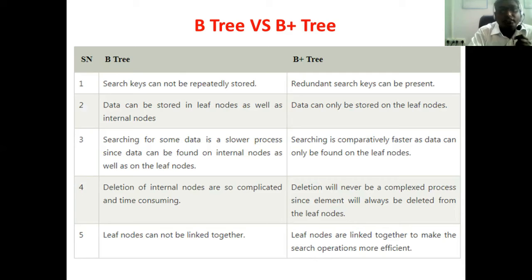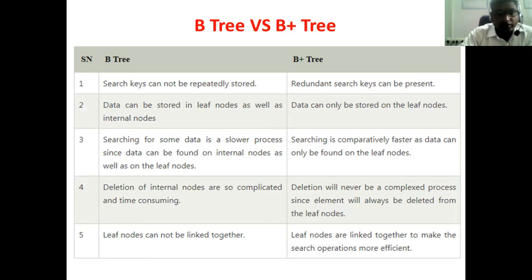The third point is that searching for data is a slower process in a B tree, since the data can be found in the internal node as well as in the leaf node. Here the searching operation will take time. It is a time-consuming process because the data is available at the internal node as well as the leaf node. But in B plus tree, the searching operation is fast. It is very fast as compared to the B tree because all the data are available on the leaf node. The internal node only contains the key values.